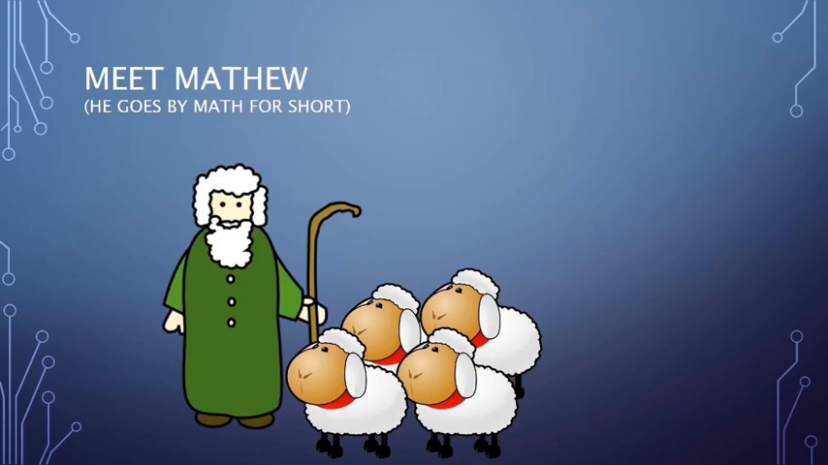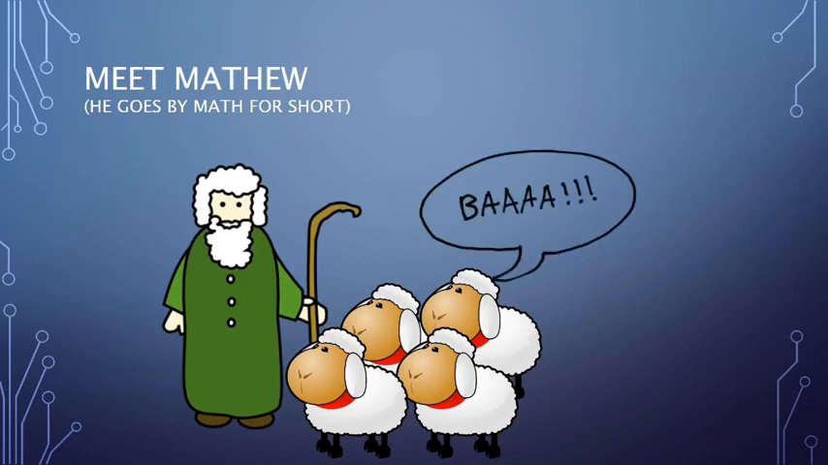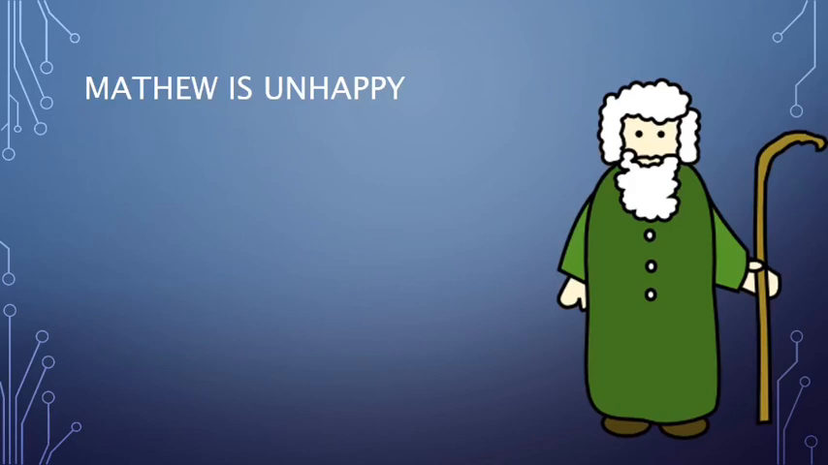All right, Matthew is a shepherd. All right, he's a keeper of sheep. Yes, they're noisy sheep. Okay, so Matthew's unhappy. Well, why is he unhappy? Well, he's unhappy because in his civilization there are no symbolic numbers.